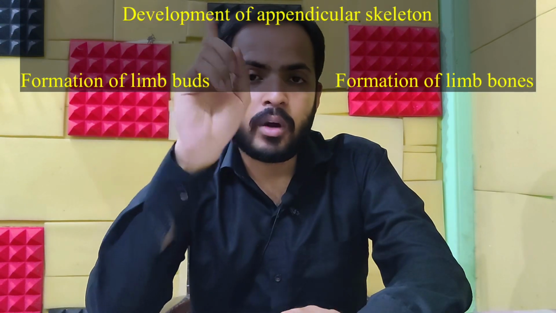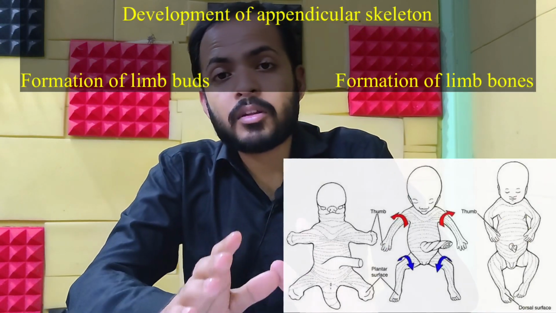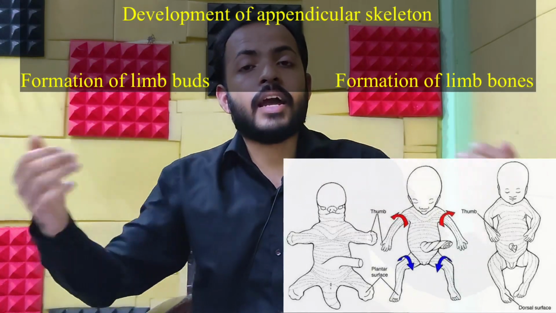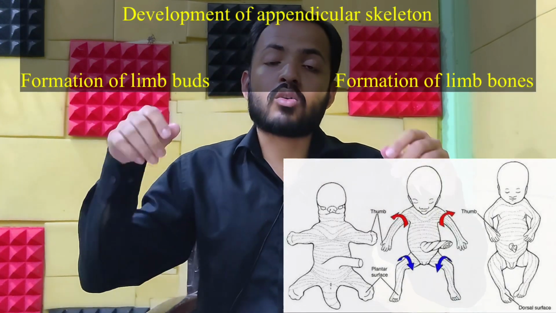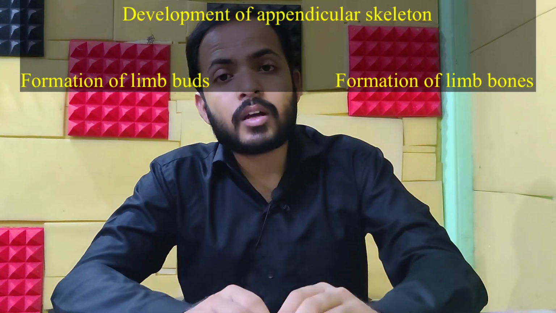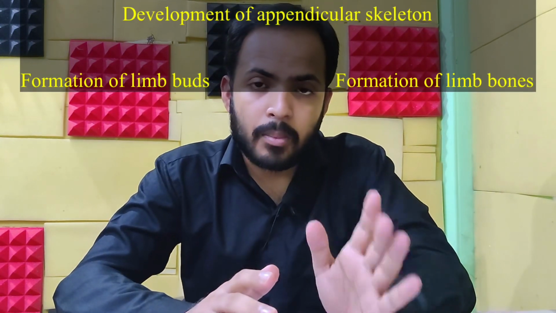Okay. Now one important thing: during the 7th week of gestation, the upper limb rotates 90 degrees laterally and the lower limb rotates 90 degrees medially. Okay. And now the development of the bones of the limbs, the upper limbs and lower limbs.